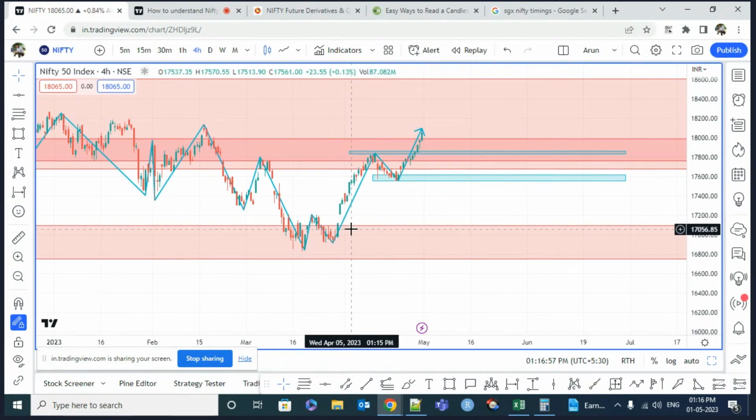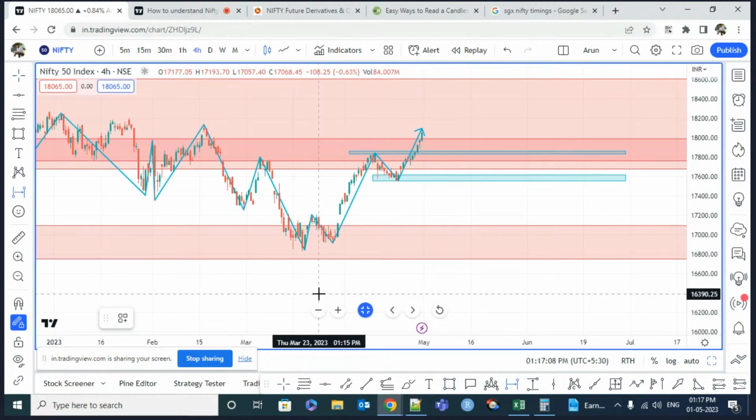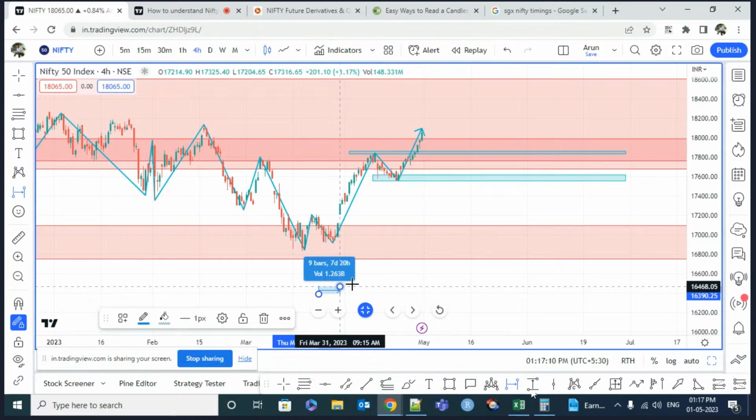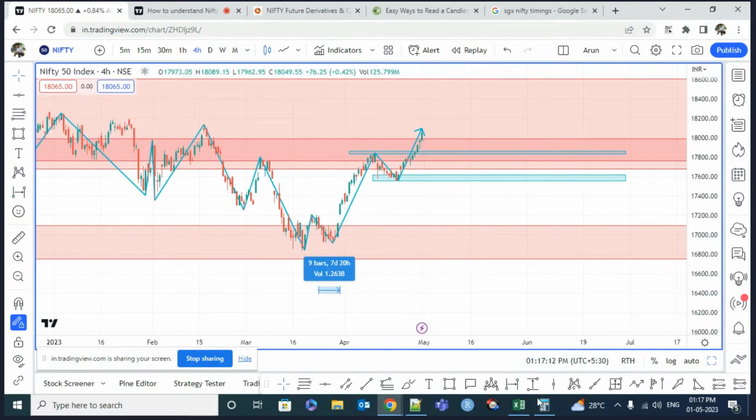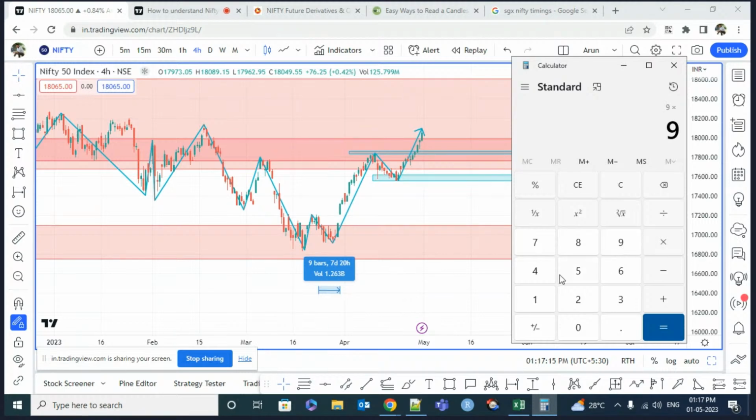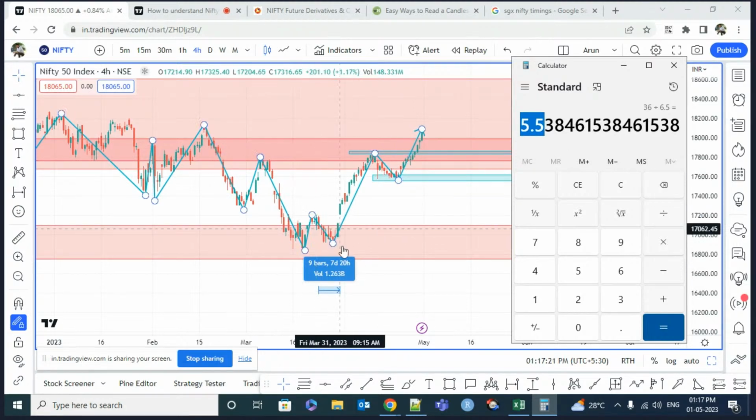So if you have taken it hurriedly, thinking okay, double bottom neckline has broken, I'll take a trade, the market came for a retest. It is against the trend, and there is a movement of the market to break. It took again 9 bars, 9 cross 4, 36 divided by 6.5. Again 5 trading sessions to pull back. Again there will be a loss for you at this point as well. So that is the reason I say always, don't be in a hurry.